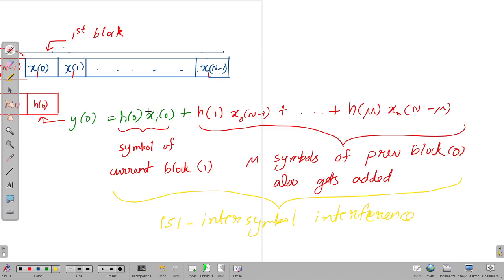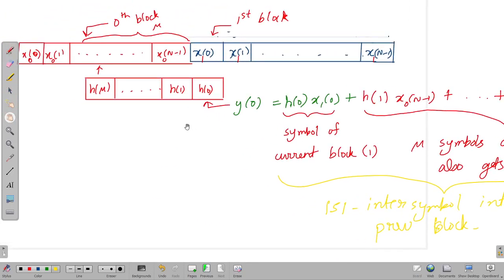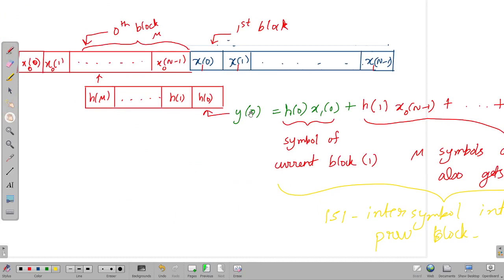So when I am trying to sample the block number 1, the first block, mu number of symbols of previous block also get linearly added. There is a linear addition of mu, but I don't need those symbols. Which means there is inter-symbol interference from the previous block, and this happens at y of 0.